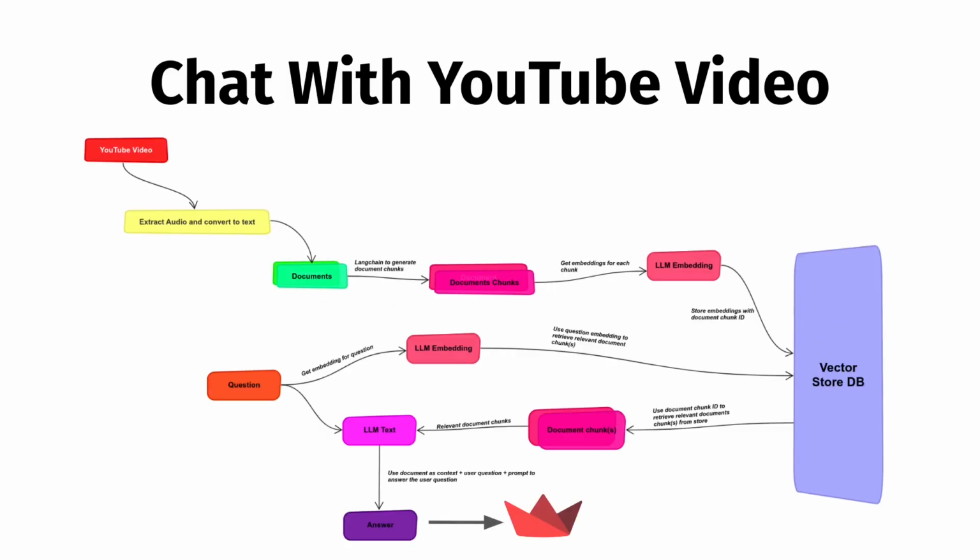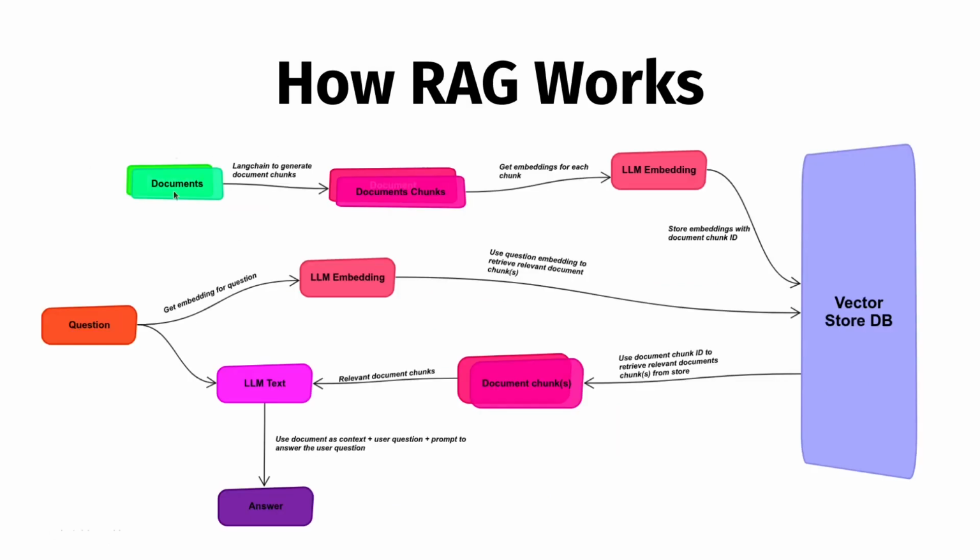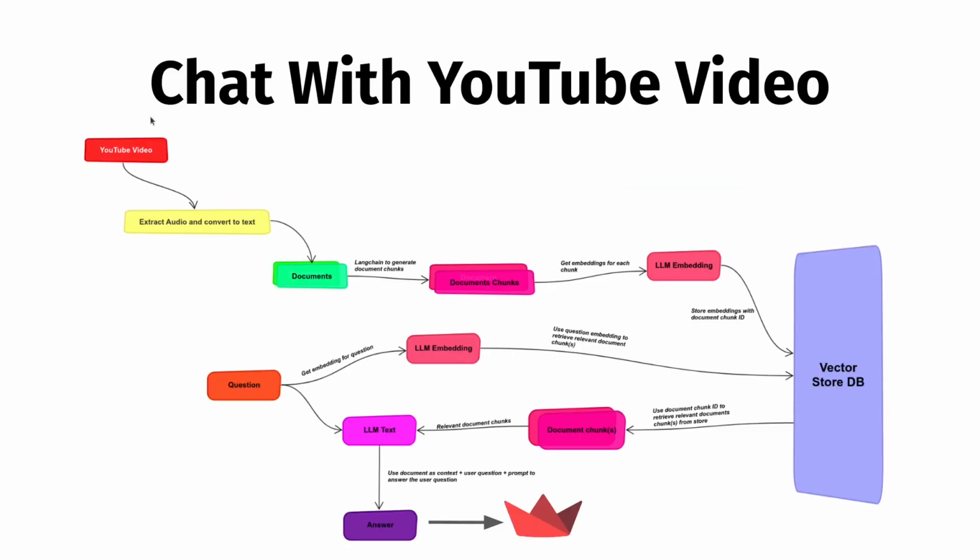So in our case, how are we going to get the documents? To get the document, you're going to be using a YouTube video. When you have a YouTube video, you're going to extract the audio from it, and then use OpenAI Whisper to convert the audio into text. Once you get the audio to text, which is going to act as our documents, we apply the whole process of retrieval augmented generation again. We get the document, which is the text extracted from the audio of the video.